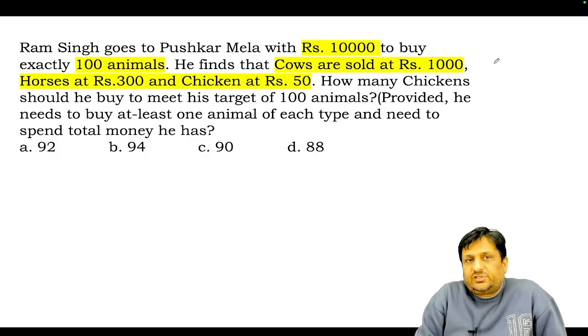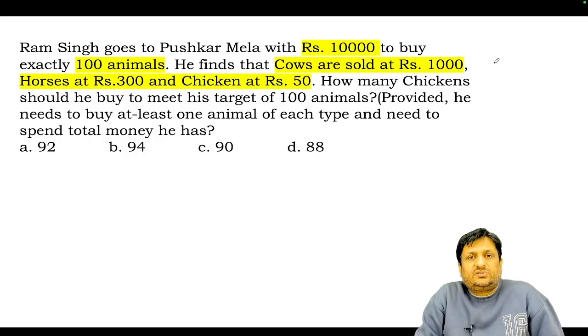Ram Singh goes to Pushkar Mela. He had rupees 10,000 with him. He needs to buy exactly 100 animals. He needs to buy the animals from cows, horses and chickens. These are the options he has.